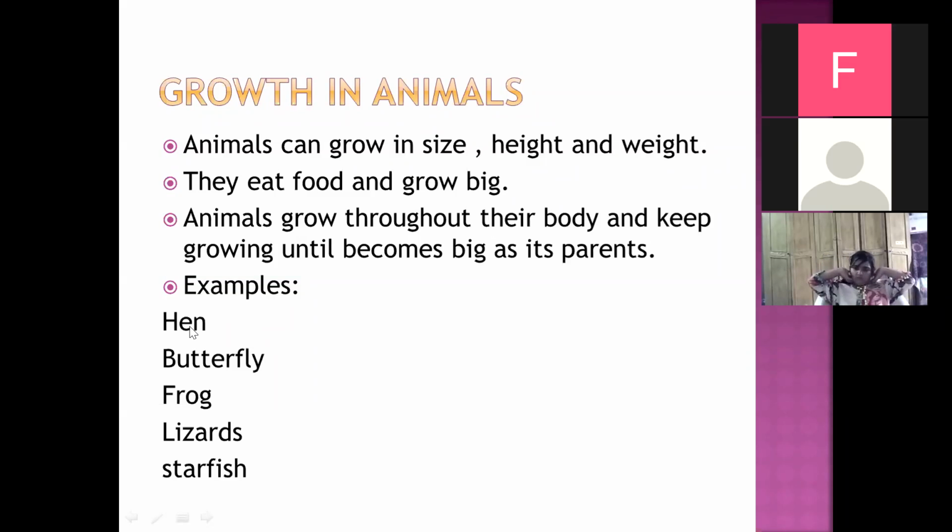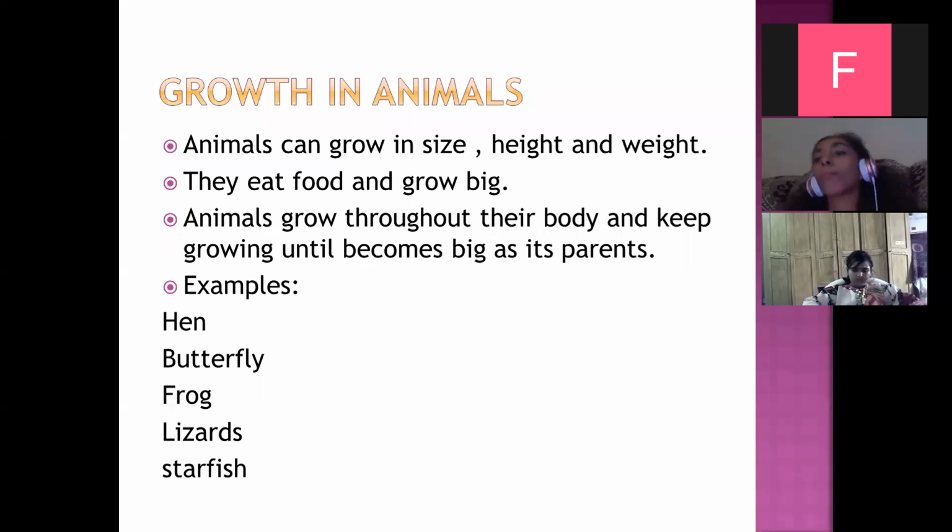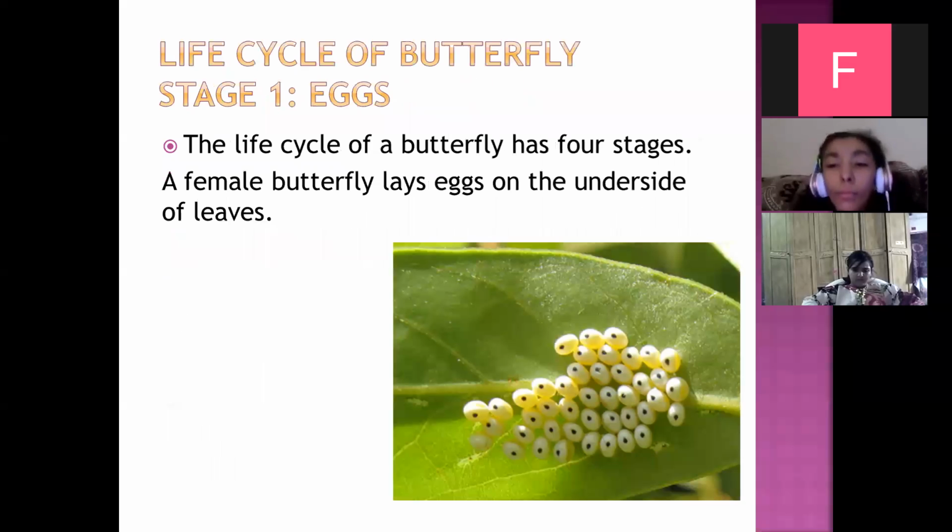All of you know that a hen lays eggs. Then you know that after that a chick comes out, and then it grows up like an adult hen. Then there are butterfly, frog, lizards, starfish. So today in our lesson we will discuss inshallah the life cycle of butterfly and frog. Okay, now let's see the slide again.